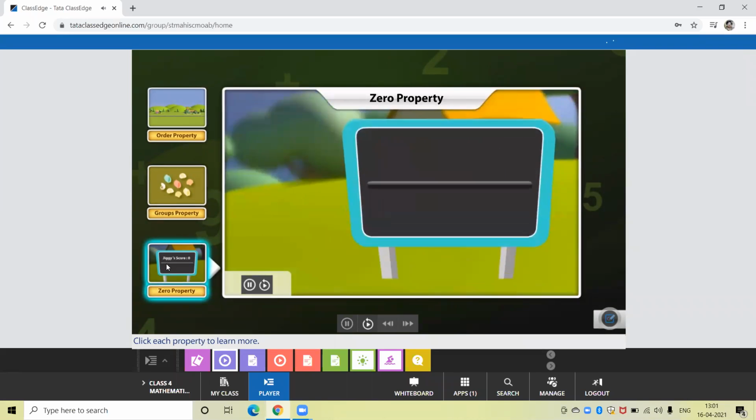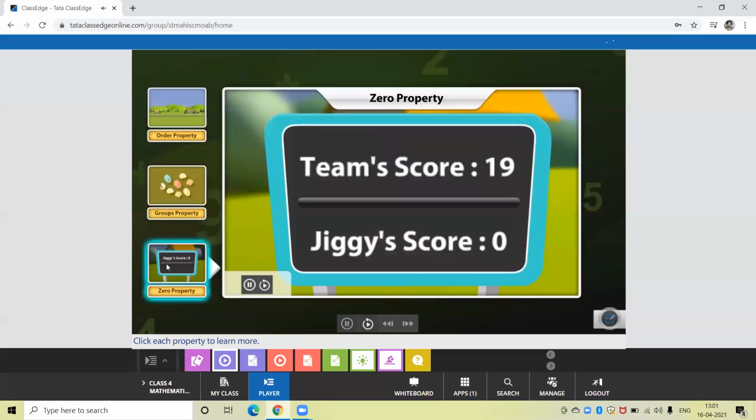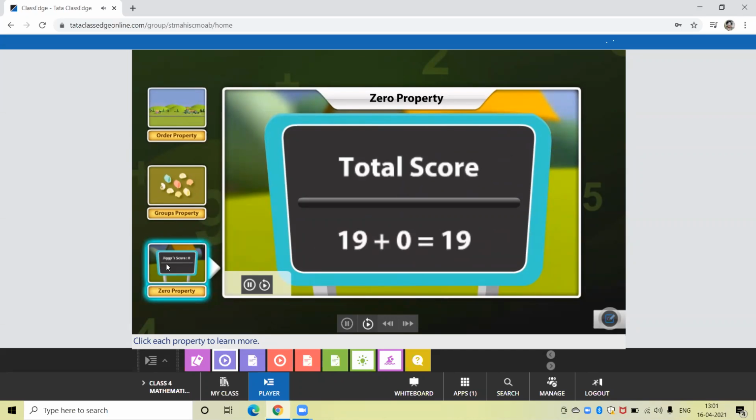Jiggy has scored 0 runs. This means Jiggy has added 0 runs to the team's score. So the total score is 19 plus 0, that is 19. So as you can see, when 0 is added to a number, we get the number itself. This is called the zero property of addition. Also, when a number is added to 0, we get the number itself.